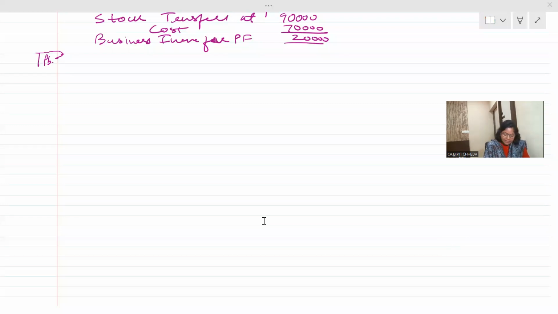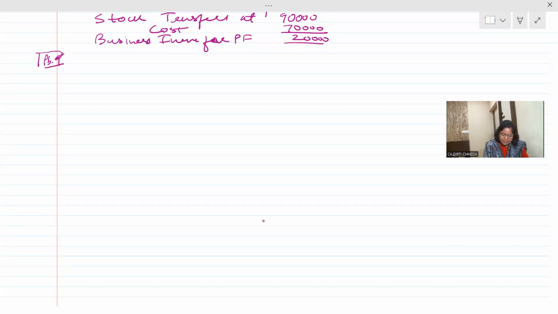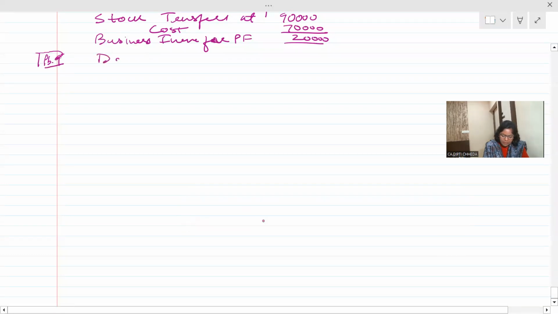Problem number 9 we are doing. Raj Trading Company converted on 1st September. Before the conversion, they had plant and machinery of 3 lakhs. Now, what date did they convert? 1st September. So, ये देखो. Date of conversion: 1st September 2022. So, how many days you will take here and there?